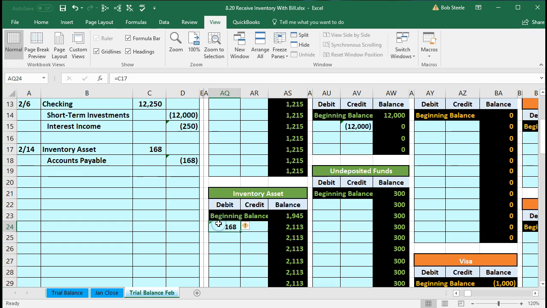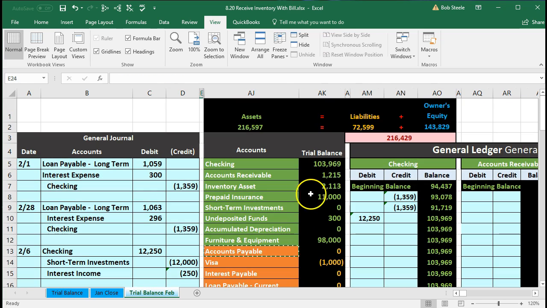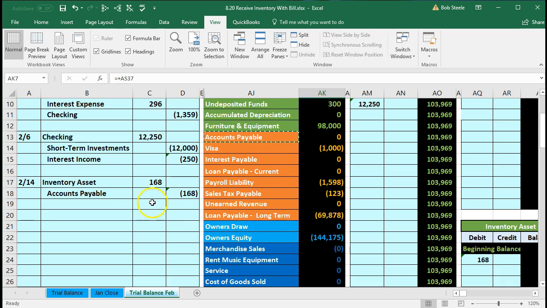And that puts the 168, which increases the balance of 1,945 by 168 to 2,113. That then can be found in the trial balance. Scrolling up, there it is, 2,113. Scrolling down, we then want to post the accounts payable. First time I believe we've done that so far.